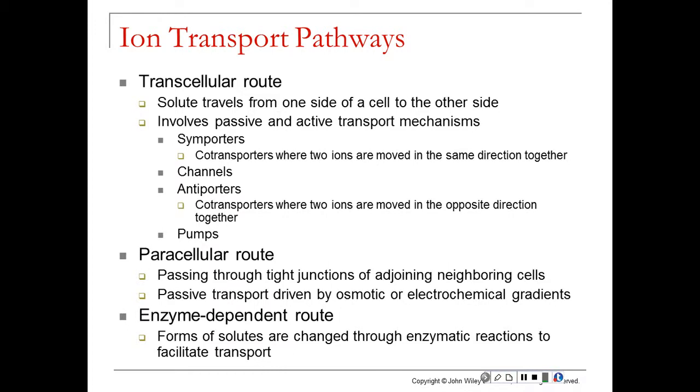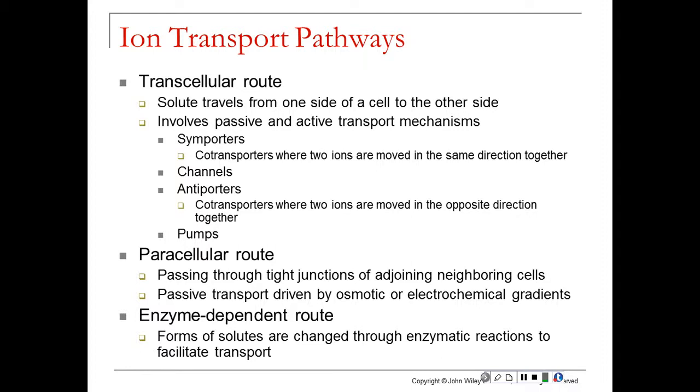So let's talk about various ion transport pathways. There is a transcellular route, a paracellular route, and an enzyme-dependent route. The transcellular route is where that solute travels from one side of the cell to the other. This is going to involve passive and active transport, symporters, antiporters, channels, as well as pumps. There's the paracellular route, which is when that solute is going to go between cells, going through the tight junctions between neighboring cells. So this is going to use some type of osmotic or electrochemical gradient, kind of like an action potential passing from adjacent cells.